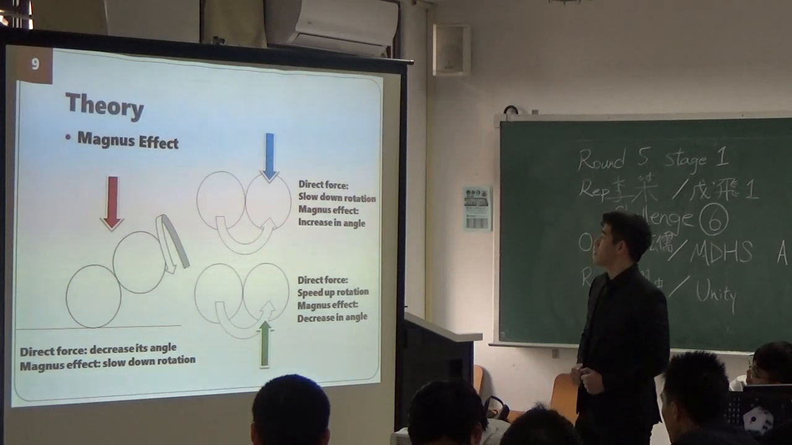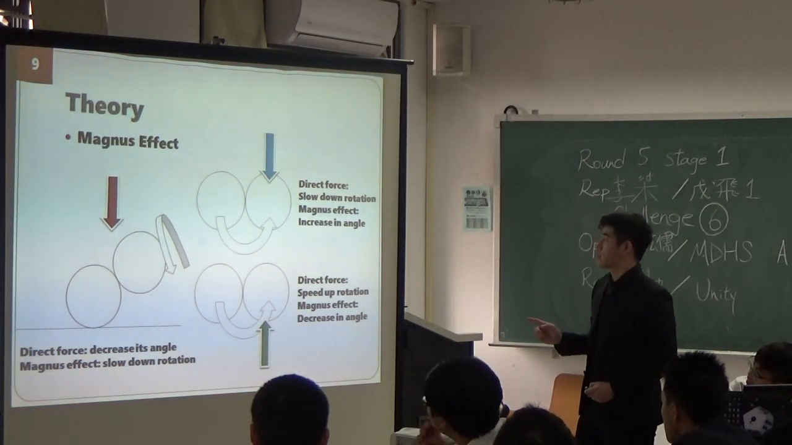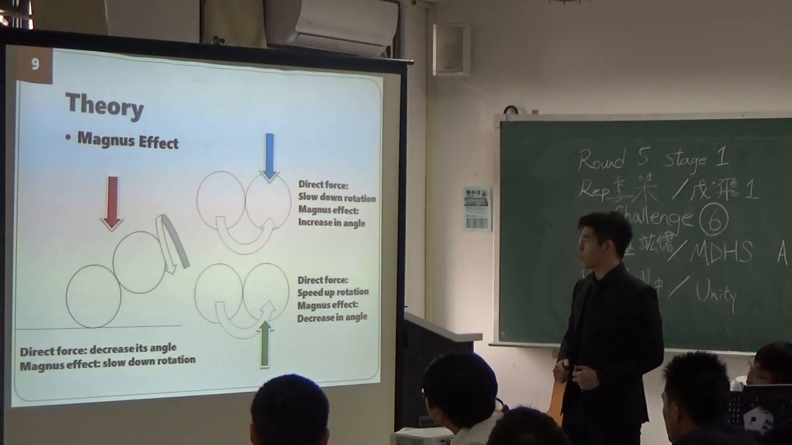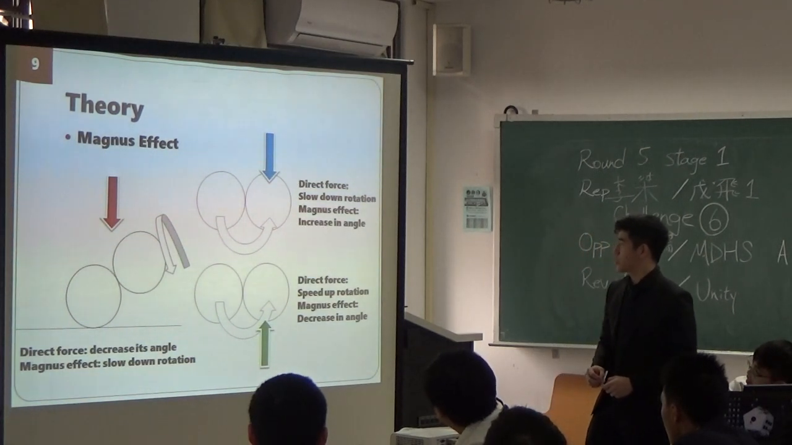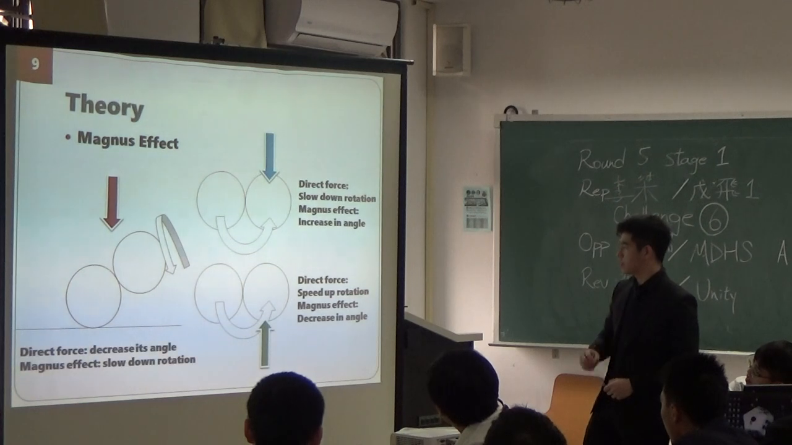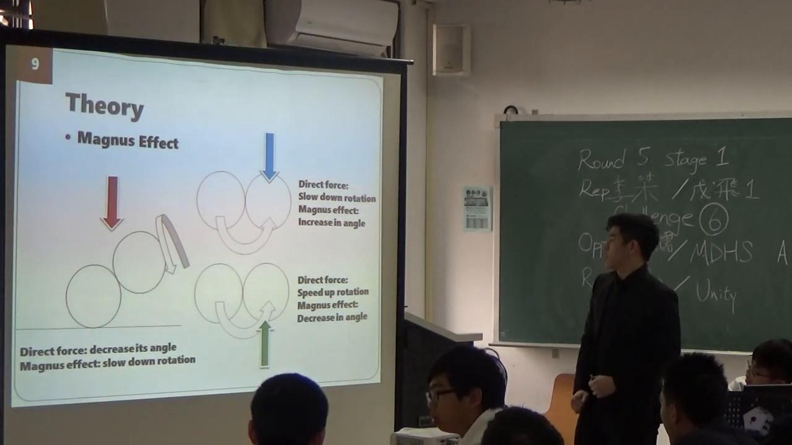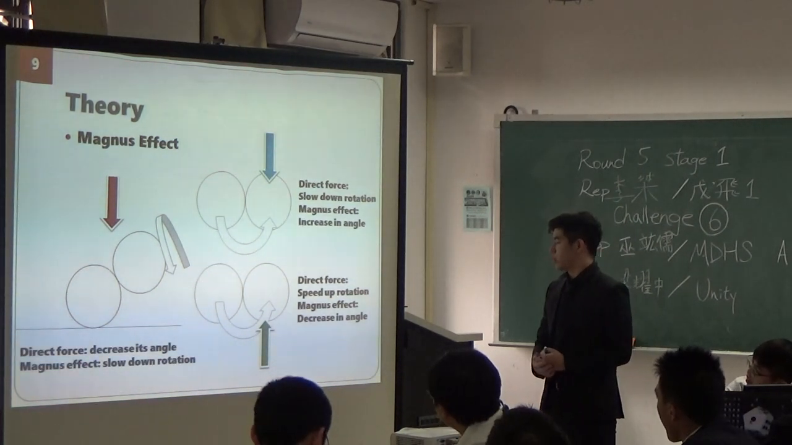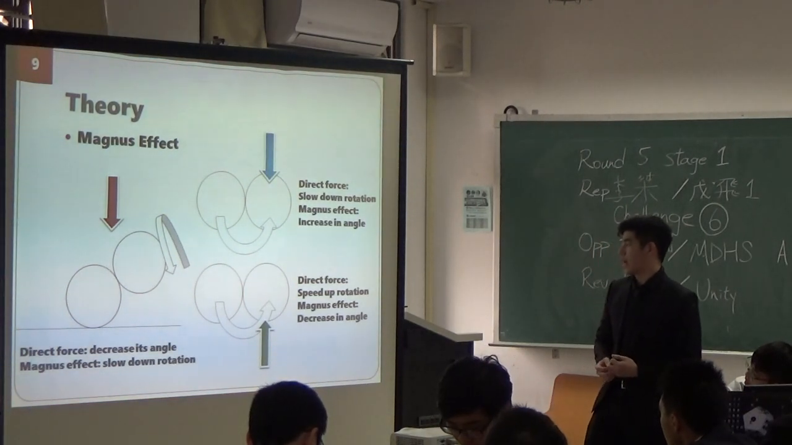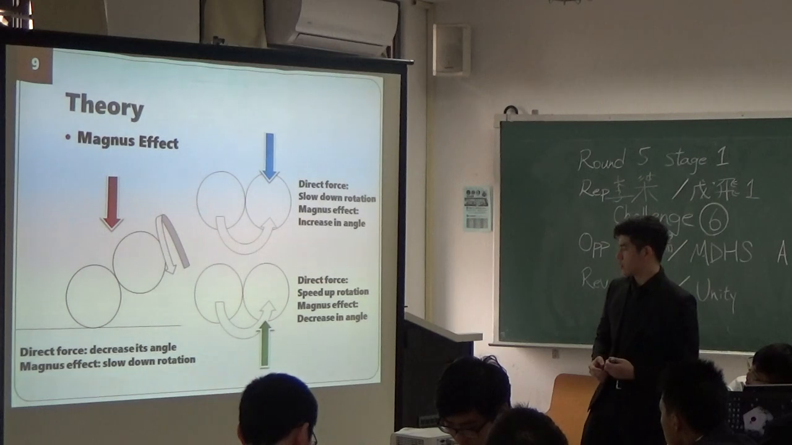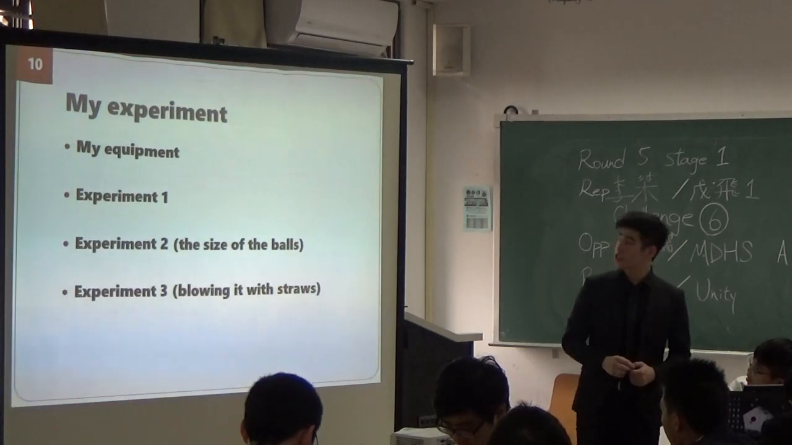And the second direction is blowing against the direction it's rotating. So the direct force will slow down the rotation and the Magnus effect increases the angle. And the last one is blowing along the direction it rotates. And the direct force speeds up the rotation. However, the Magnus effect decreases its angle. So let's talk about my experiment.